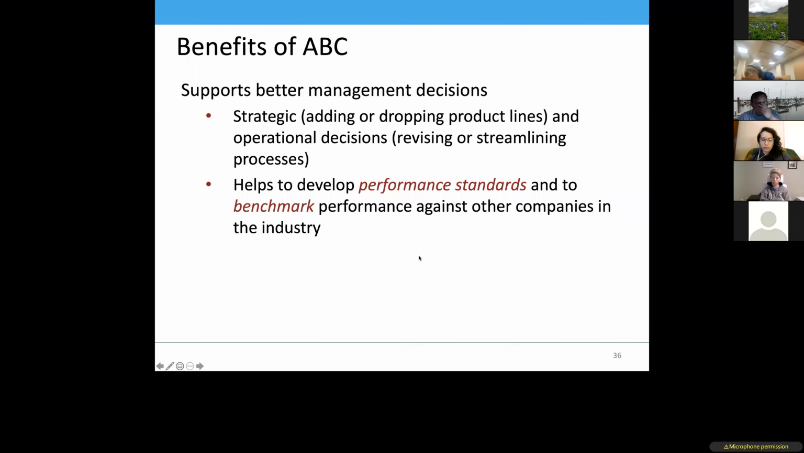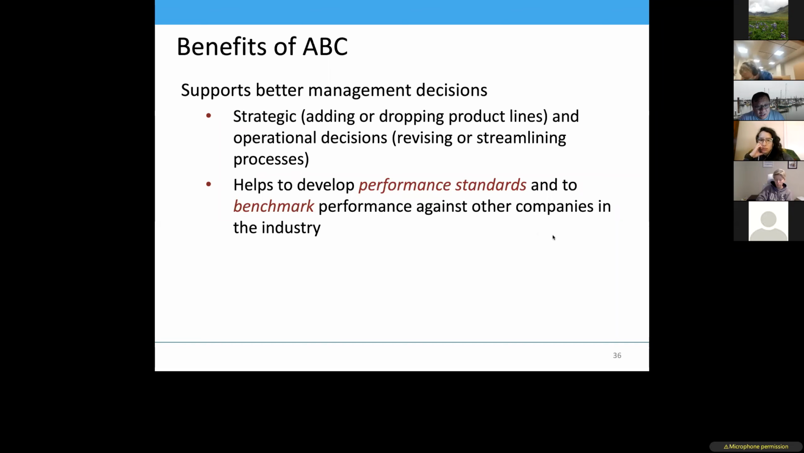Okay, so support better management decisions, like I mentioned before. Should I have a new product? Should I stop the existing product? Those are really important. You need to rely on the product costings to make those decisions, okay?